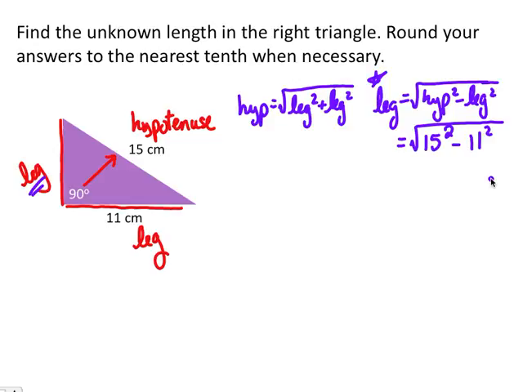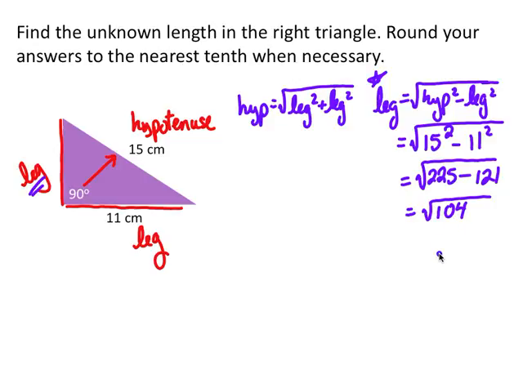And then the rest is just order of operations to simplify it. So inside the square root, we need to do those exponents first. 15 squared is 225, and 11 squared is 121. So we subtract those two. That's 104. And then we take the square root of that.